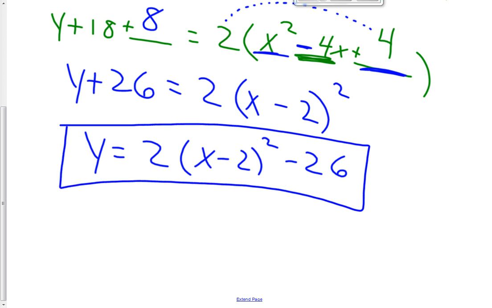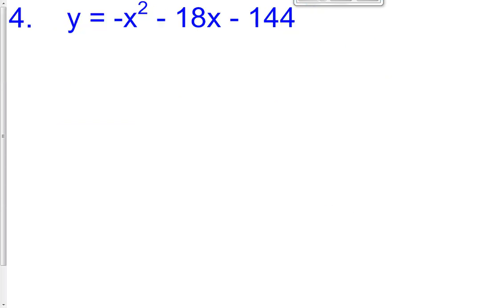You guys pause the video, please. Try number 4 on your own. So when you did number 4, you got y plus 144 that equals a negative x squared minus 18x. Hopefully you didn't complete the square yet because you have a negative 1 in front of your x squared. It has to be a positive 1. So factor that negative 1 out in front.